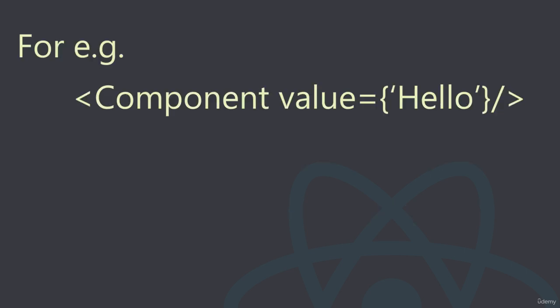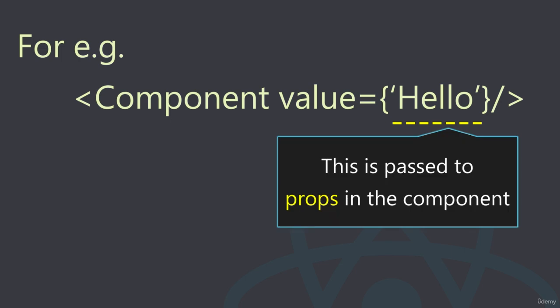For example, we have already seen this where we have the component name, the attribute, for example here is value, and the string is passed, and this is actually passed to props in the component.